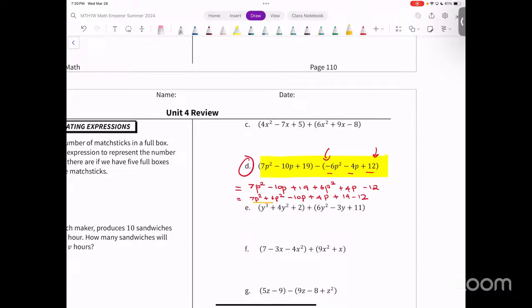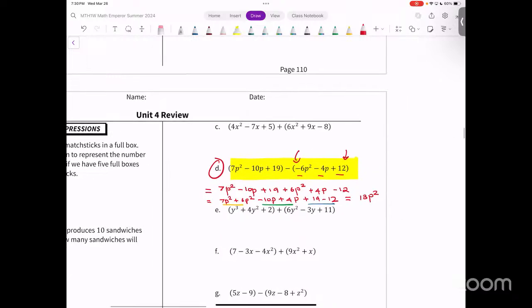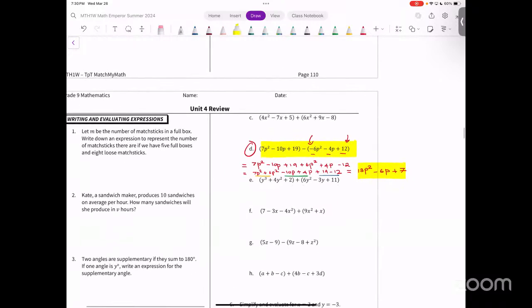Then we collect apples with apples, mangoes with mangoes. The p's are mangoes here. And donkeys with donkeys, 19 minus 12. 7p squared plus 6p squared is equal to 13p squared. Then minus 10p plus 4p. What is minus 10 plus 4, man? Correct. So that's going to be negative 6p. 19 minus 12 is going to be positive 7. Are you seeing the picture? Guys, hi. Yeah.